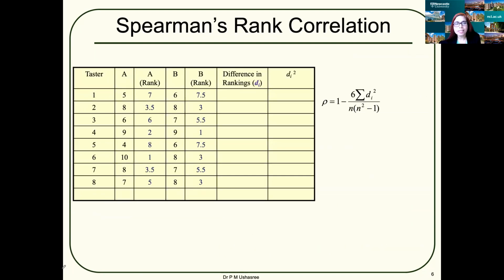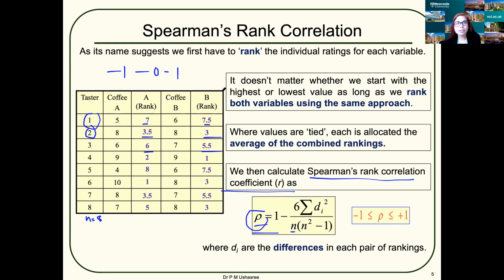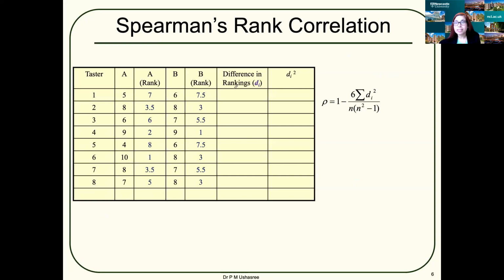Okay, so what I do is I simply add 2 extra columns here. One for D and then one for D square. That's what I've done here. That makes it easy. Yeah?